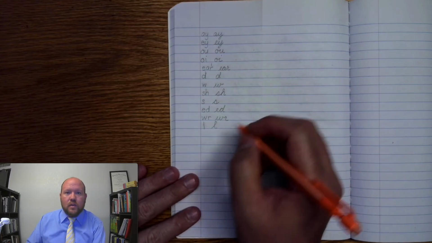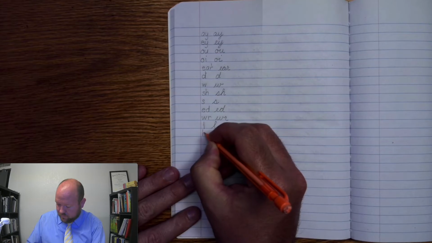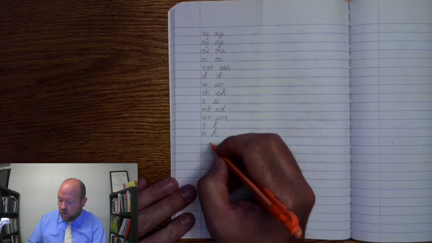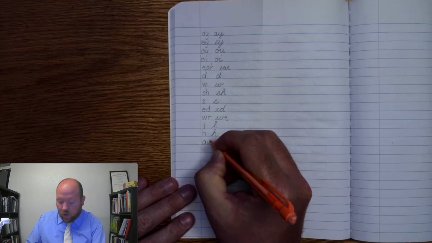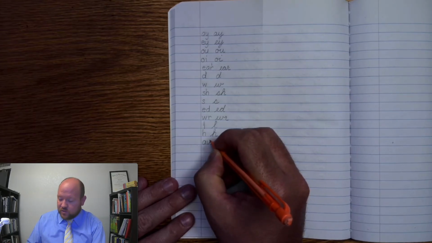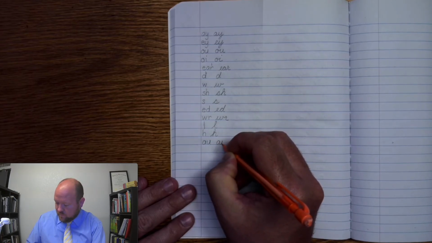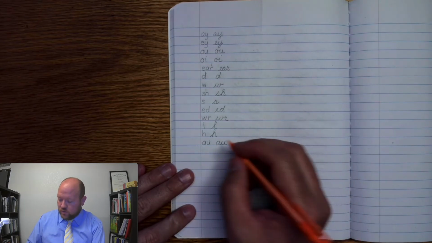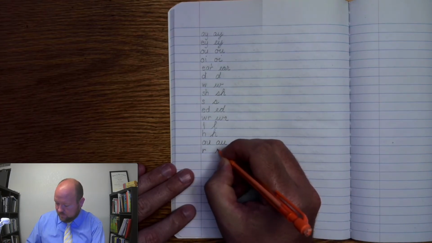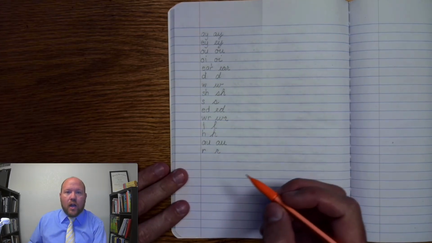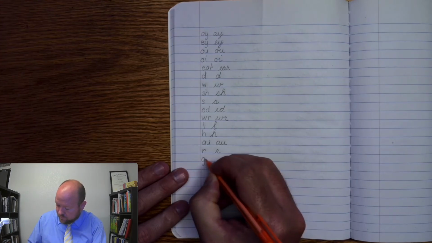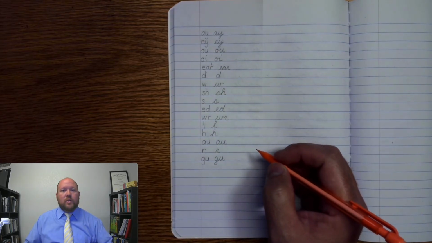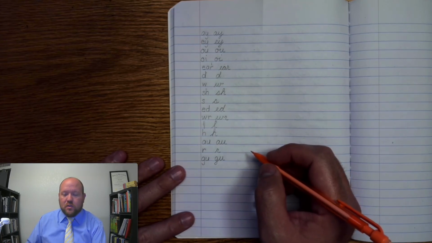Next one. Next one. Aw. Aw, not used. Next one. Next one. G. Next one. Sh. Tall.